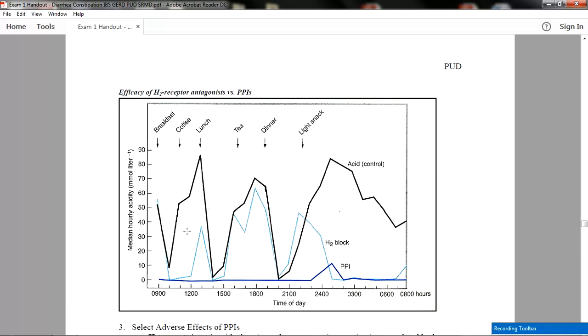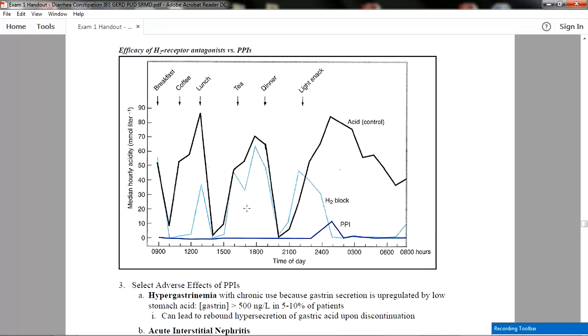So notice though, if you're taking first an H2 blocker, everything here is quite attenuated or suppressed. So after lunch, okay, well, first I'll say, actually before lunch, when you're starting to get hungry, you're getting more and more acid. Okay, this is going up and up and up, but it's much lower than without the drug on board.